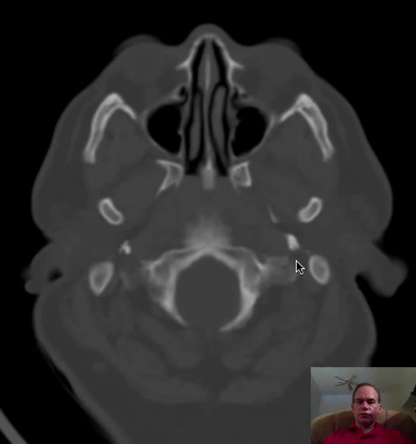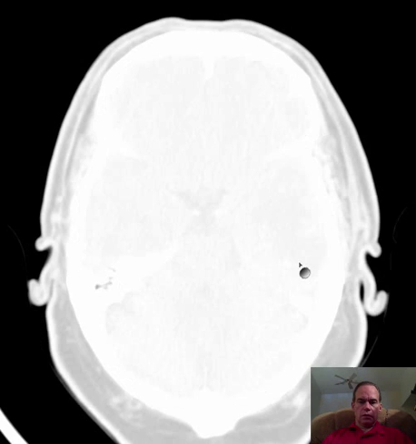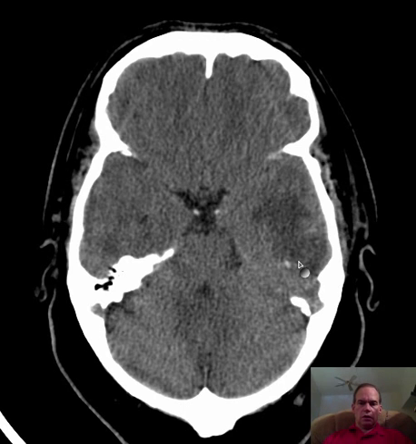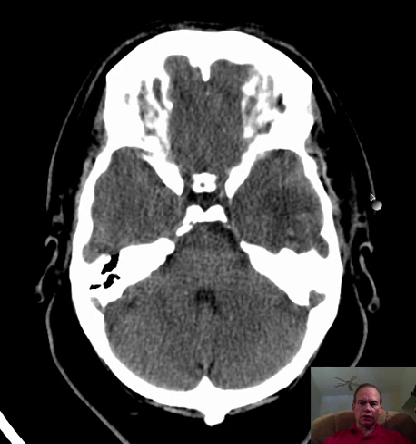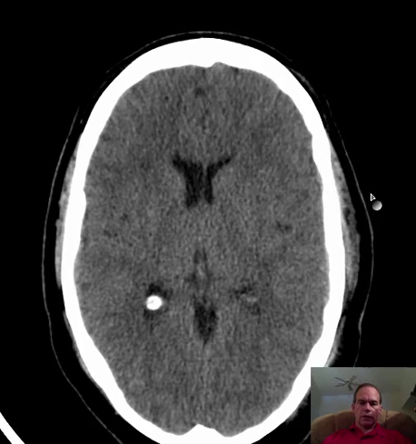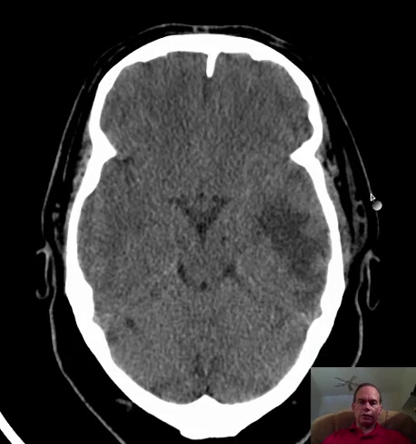This is Dr. Mintz. This is a 44-year-old male who came in with a headache and fever. Let's look through the soft tissue images of the CT head. We obviously see an abnormality. How will we describe it?